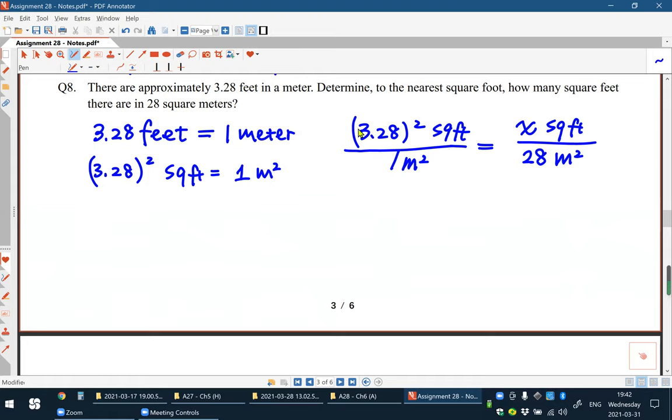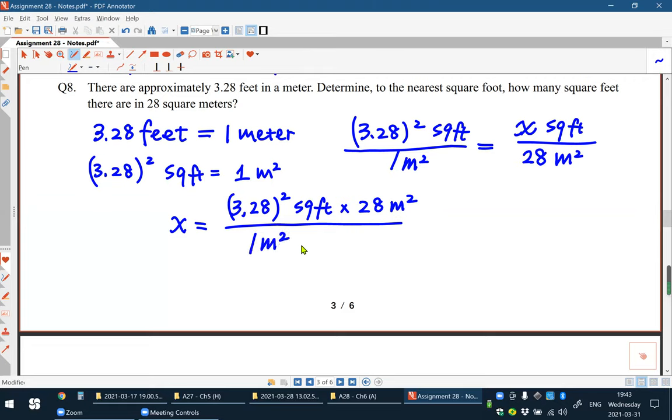So if we have 3.28 squared square feet per 1 square meter, then this ratio should equal x square feet over 28 square meters, right? So we can easily solve for x here. x is 3.28 squared square feet times 28 square meters over 1 square meter.